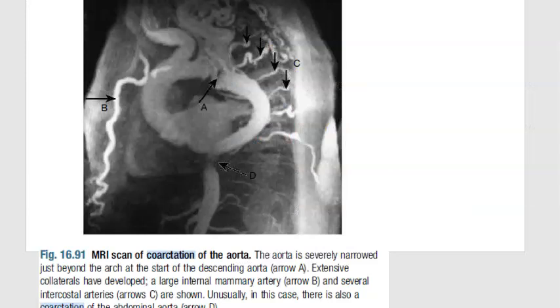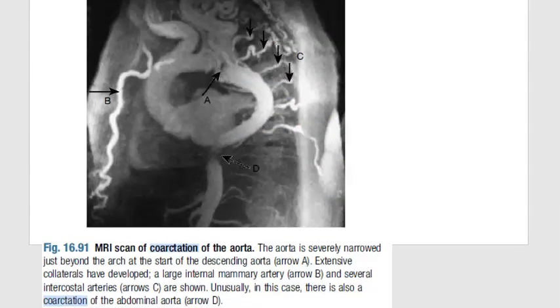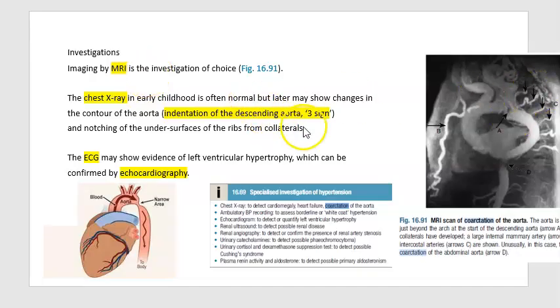Okay, so look at the MRI here. In this MRI, look at the arch of aorta. Then you have the descending aorta. Between these two, you can see the narrowing. Then they are showing you the internal mammary artery, which is one of the collaterals, a large internal mammary artery. Here you can see a lot of intercostal arteries where collaterals have developed. And one extra coarctation is there in the abdominal aorta, that we will not focus on. So MRI has shown you all these collaterals. This seems to have contrast, right? So I hope you understood that.